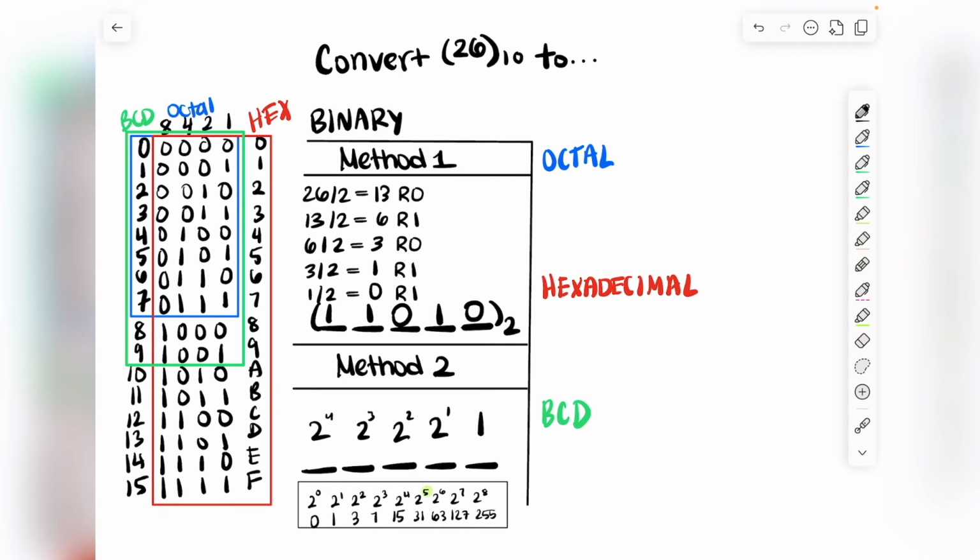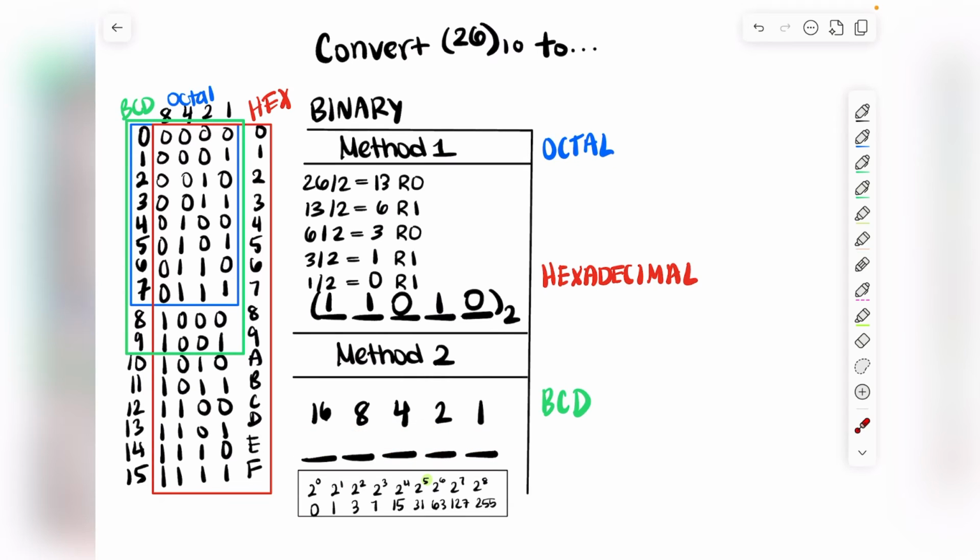2 to 0 is 1. 2 to the first is 2. 2 to the second is 4. 2 to the third is 8. And then we have 16. Those are our powers of 2. Now, how do we fill in the bits? So I know I said that the right side is the side to start from. And yes, keep that as your default. But the only exception is when you're doing method 2, you want to start from the left side.